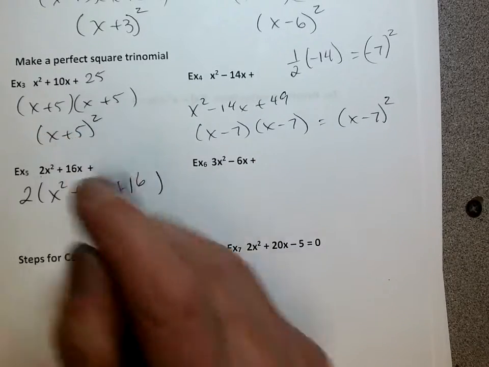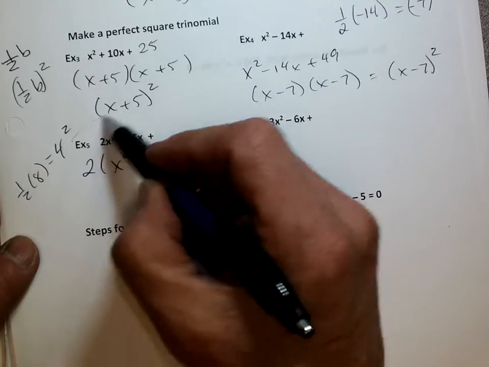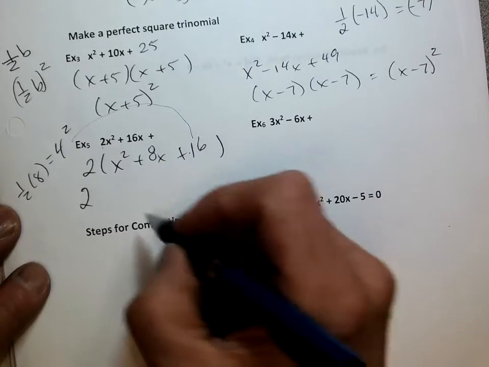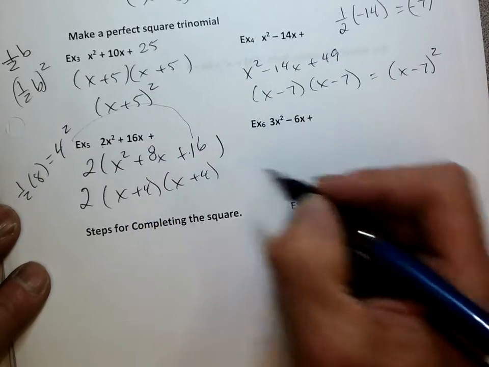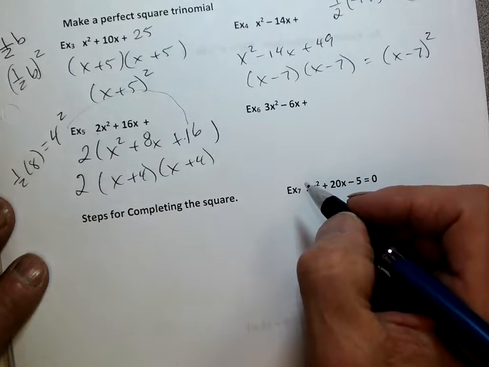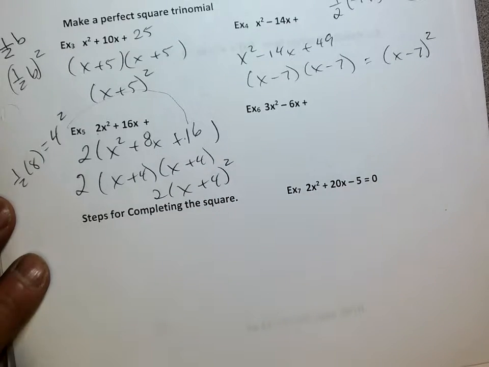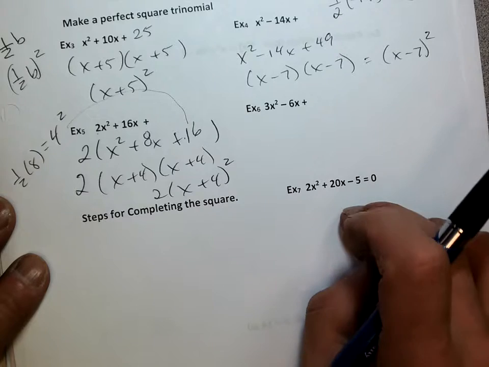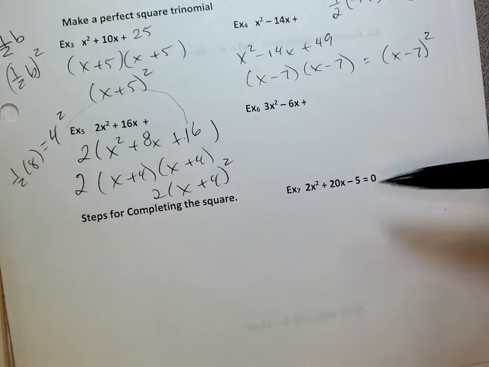Oh, we can't see it. Oh, there we go. I took half of 8, which is a 4. I squared the 4 and I got the 16, right? And that will factor. Now the 2 stays on the outside, x plus 4, which is 2 times x plus 4 quantity squared, right? Okay? And we're going to get to the point where we're going to start solving with this, which is coming up on example 7. So why do we even do this? Let's do example 6.